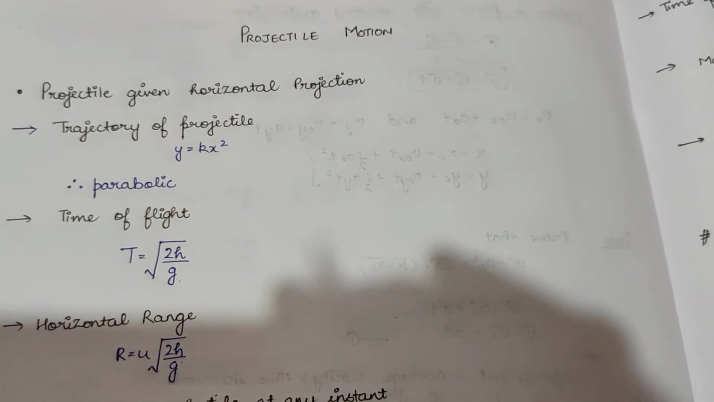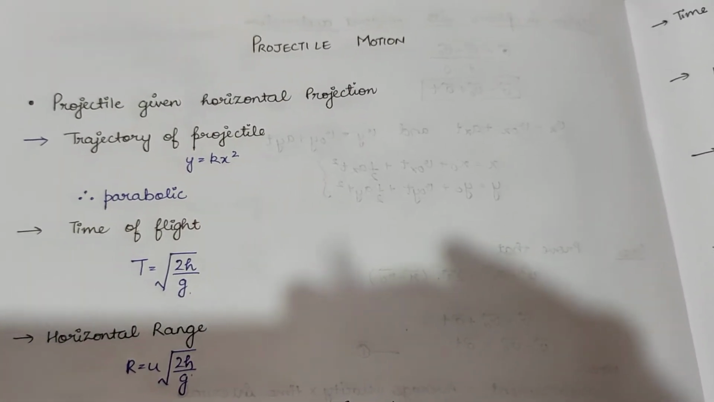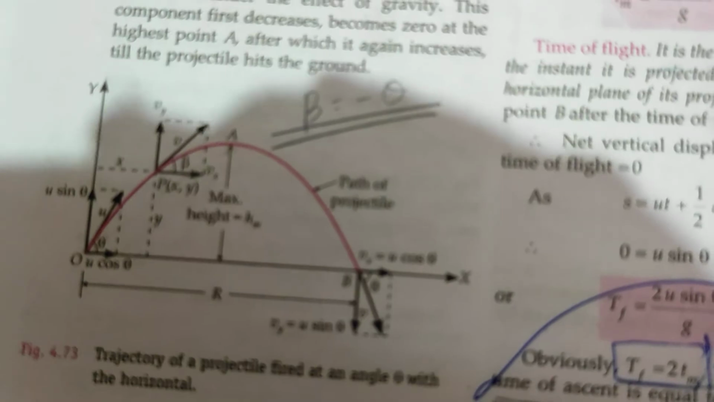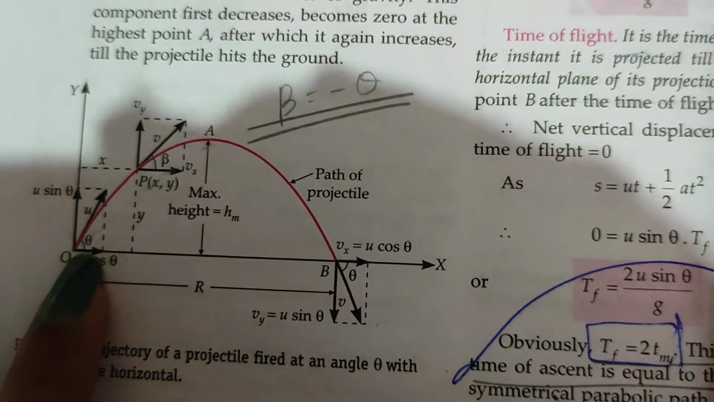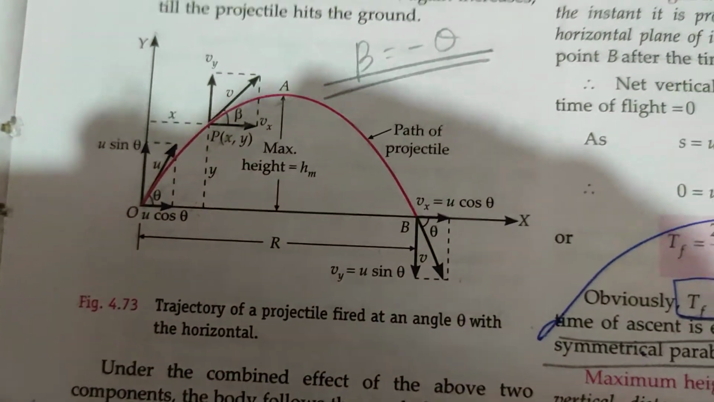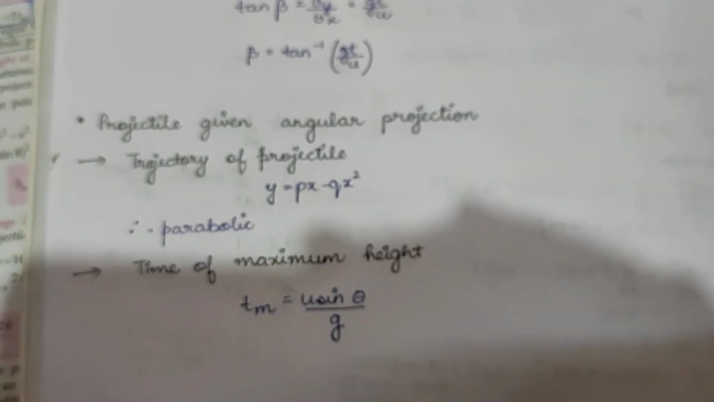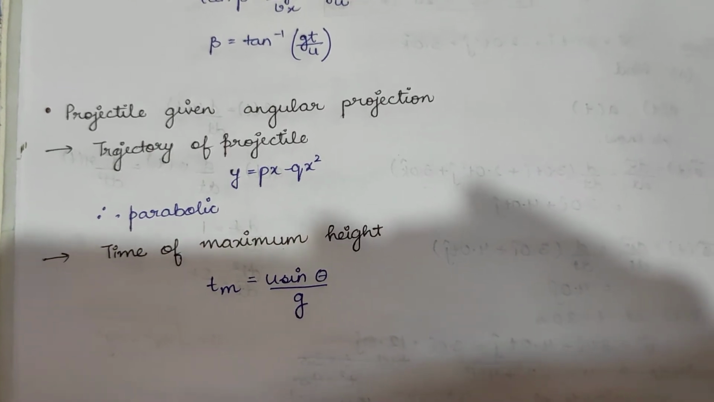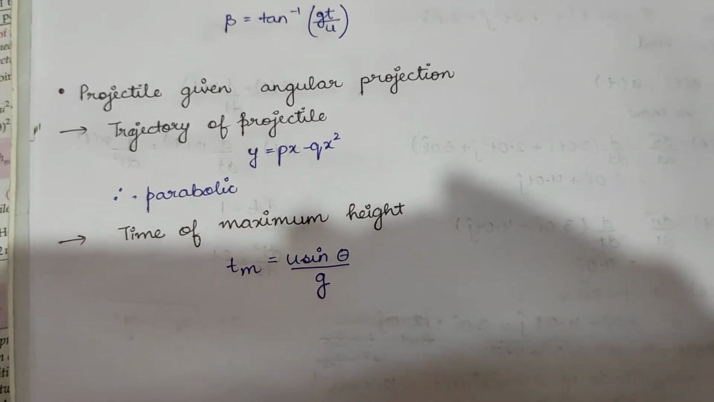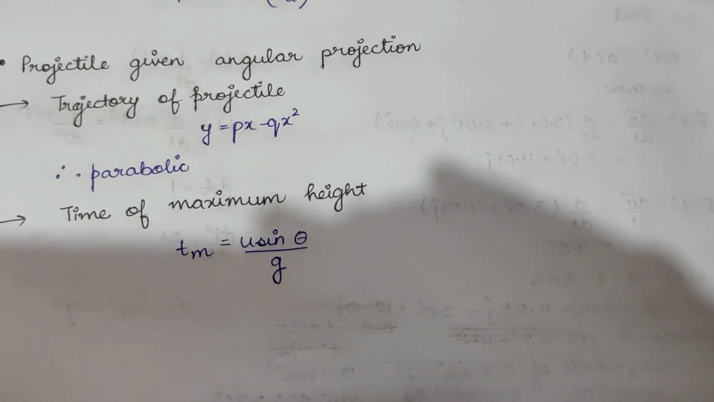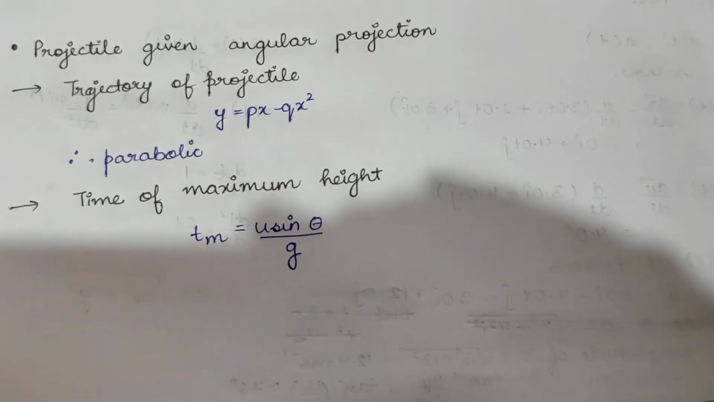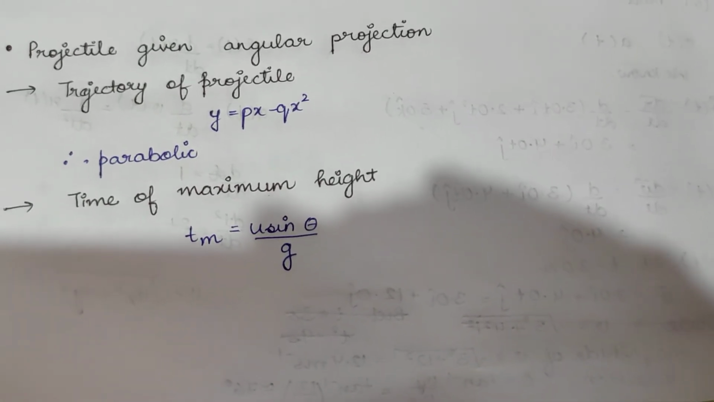Next we have projectile given angular projection, or we can say the projectile is fired at some angle, as you can see in this figure. This projectile has been fired with some initial velocity u, making an angle θ with the horizontal. Now in this case, the horizontal component of velocity will be u cos θ, which remains constant throughout the motion, and the vertical component is u sin θ, which changes with time under the effect of gravity.